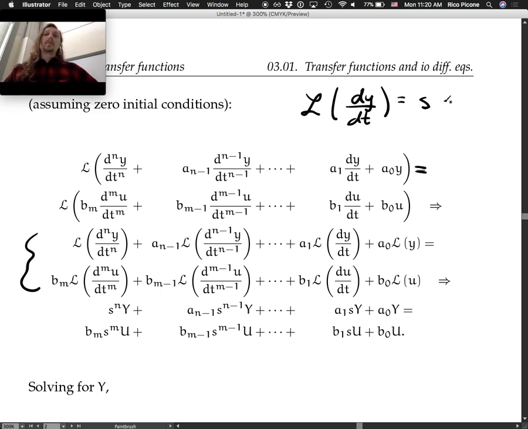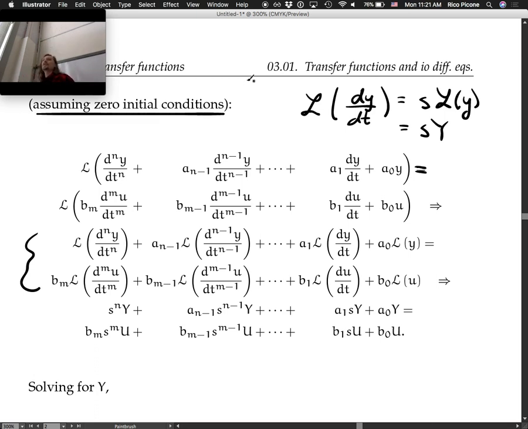It's s times the Laplace transform of y, which is equal to s times Y(s), right? There's also an initial condition in there, but in this derivation we're assuming zero initial conditions. This is important. If we're assuming zero initial conditions, we're thinking about the forced response, specifically the forced response. That's what the transfer function is all about. It's all about how the force contributes to the output. So it's the forced response.